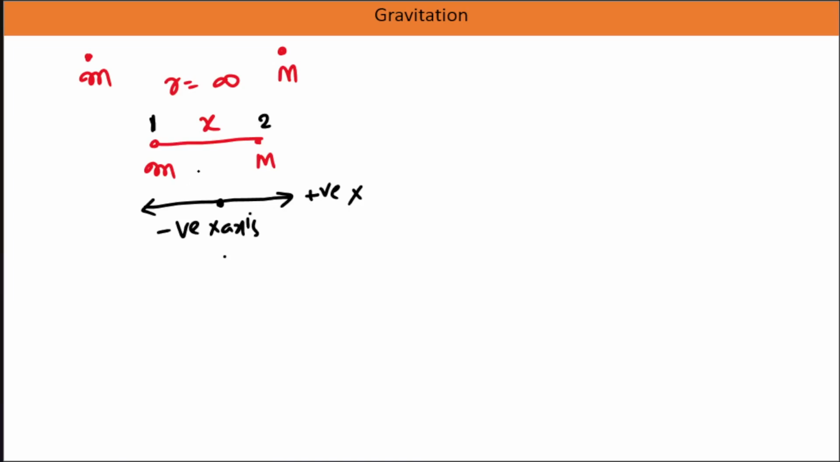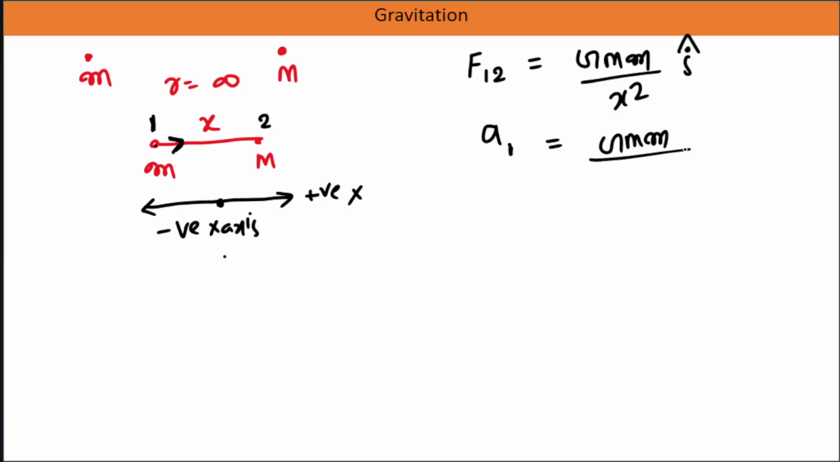Okay? Now let us talk about force acting on first because of 2. That will be equal to GMm by x square at separation x, right? And force acting on 1 because of 2 will be in which direction? It will be in this direction. So this force is in i cap direction. So what will be acceleration of first particle? That will be this force divided by the mass of the particle, that is small m. So this is equal to GM by x square in the i cap direction.